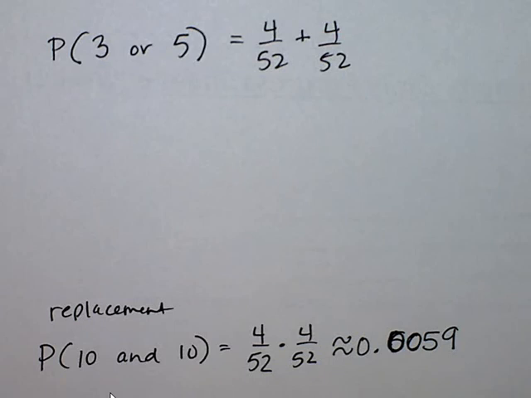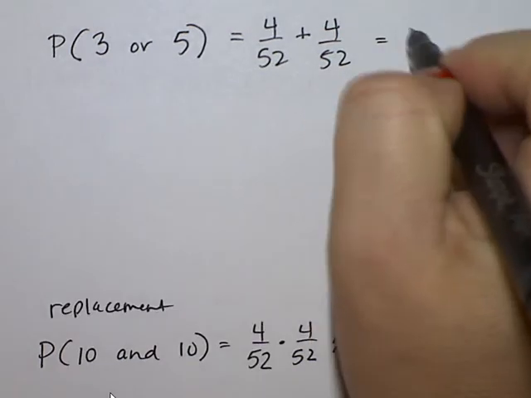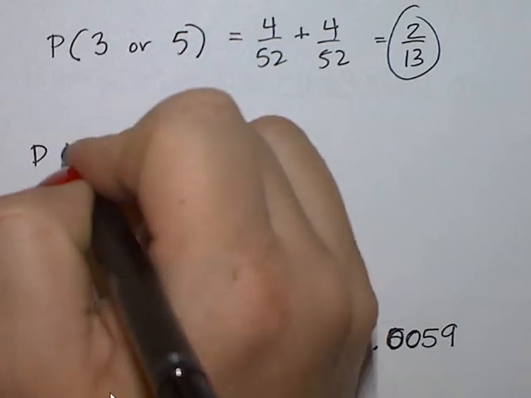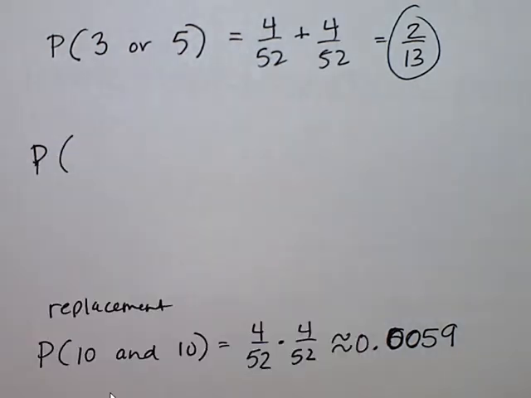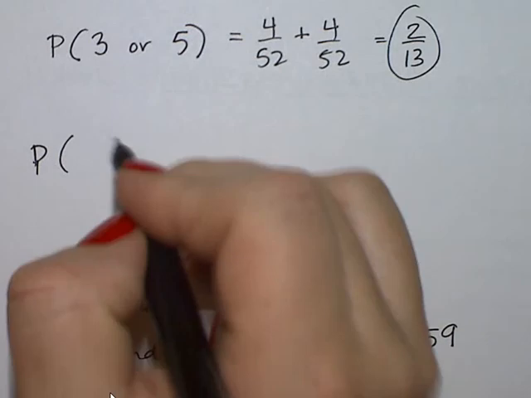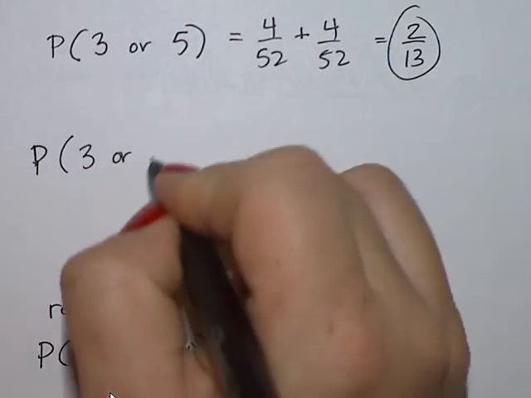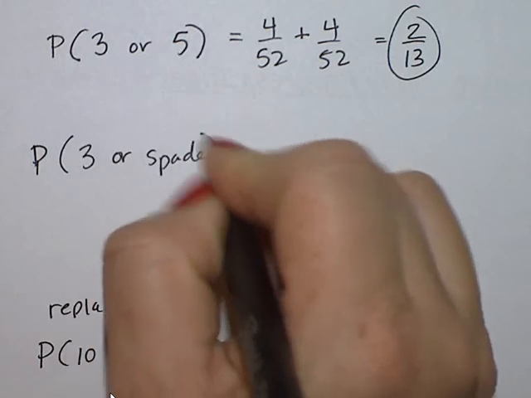The answer is? Let's go back to more cards. Let's say this time, what is the probability of you're going to make 1 drawing, of a 3 or a spade? Is there any overlapping?